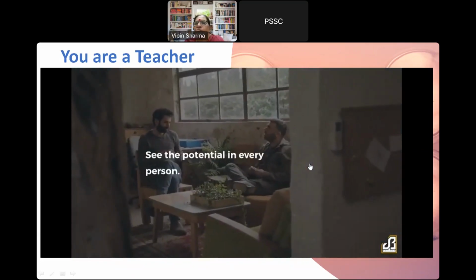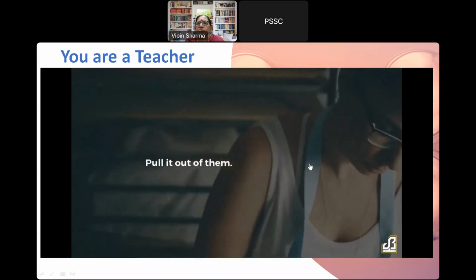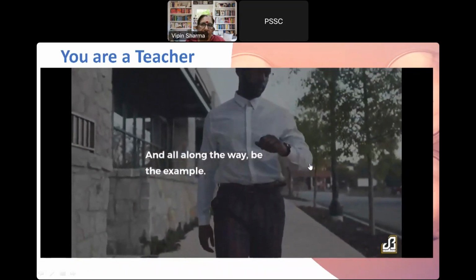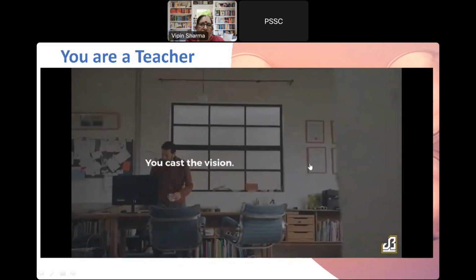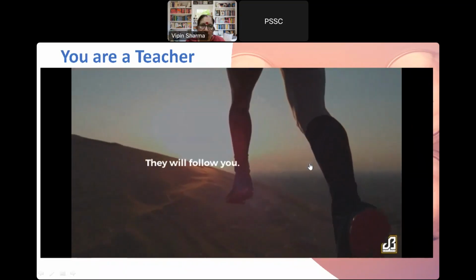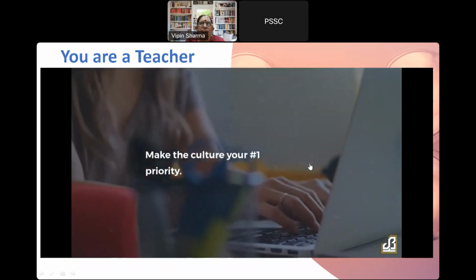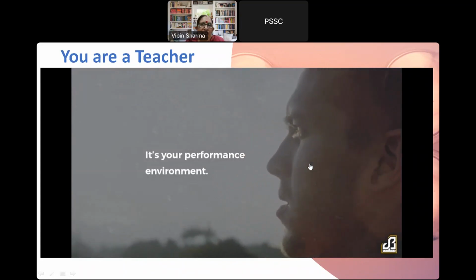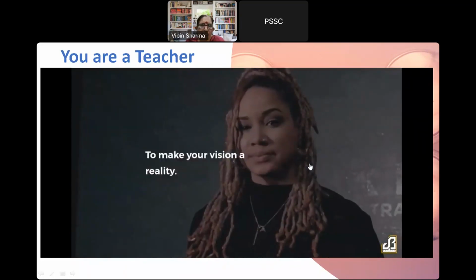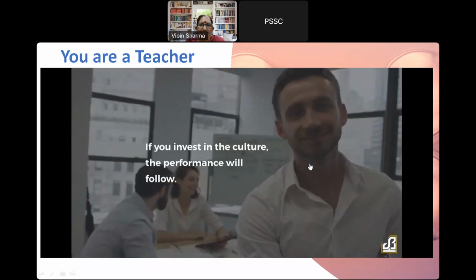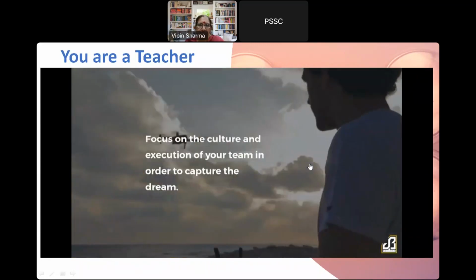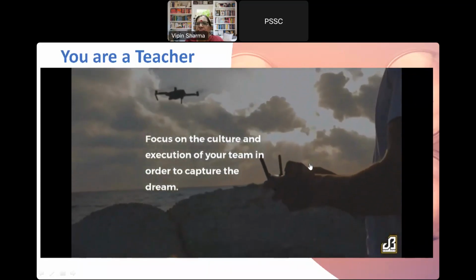Build a championship team. See the potential in every person. Pull it out of them. Coach them. Inspire them. Teach them. Demand excellence from them. And all along the way, be the example. You set the tone. You cast the vision. You bring the attitude, effort, and energy. So start moving. No regrets. They will follow you. Make the culture your number one priority. It's your performance environment. It's what provides the energy and passion needed to fulfill your plan and achieve your mission, and make your vision a reality. Invest in the culture, and the performance will follow. Championship leaders build championship teams that drive championship performance. Focus on the culture and execution of your team in order to capture the dream.